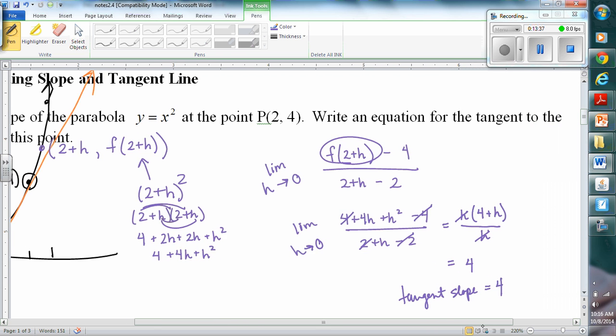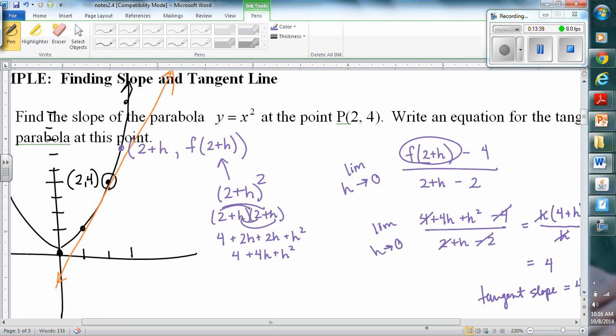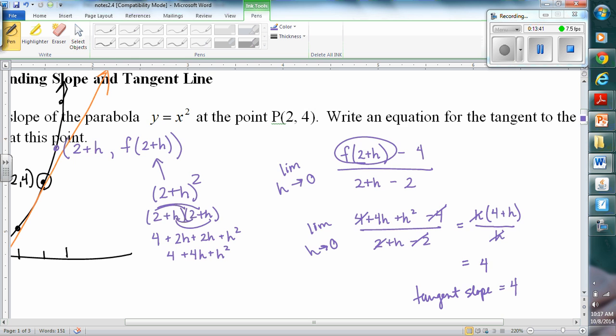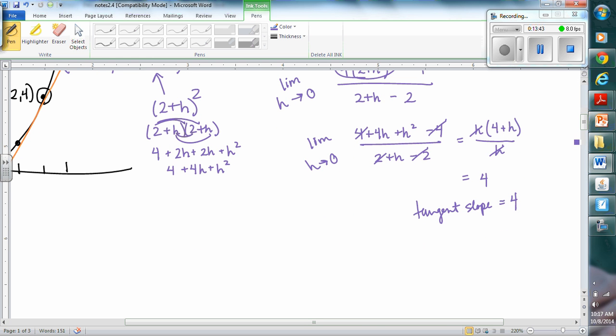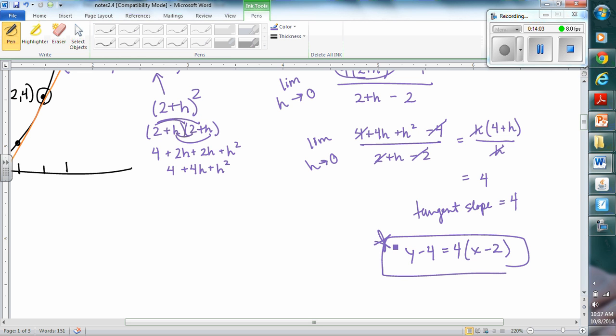Write an equation for the tangent to the parabola at this point, which is really easy if we know point slope form, because we just do y minus our y value equals our slope times x minus our x value. There's our answer. That's our tangent equation. That's the equation of the tangent line. Can we handle that? That's the second time we've actually done that, because we did that earlier. Maybe it'll get easier as we go. Kind of get the hang of it.